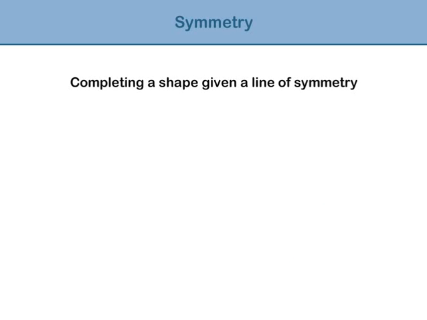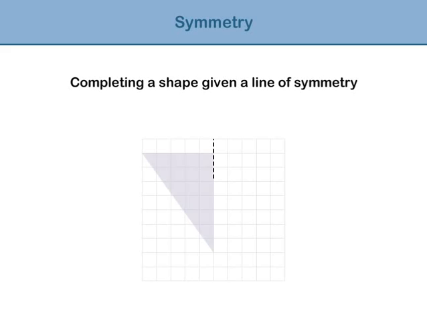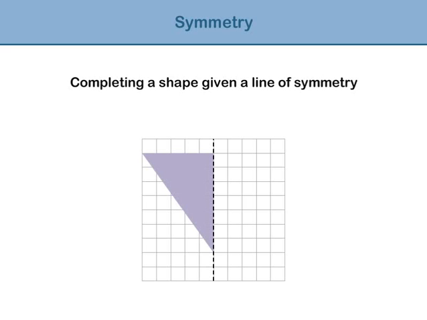Finally, let's look at how to complete a shape if you are given half of the shape and a line of symmetry on the shape. Here is half of a triangle with the line of symmetry marked on it. Draw the other half of the shape using the line of symmetry that is shown. This is quite easy to do.